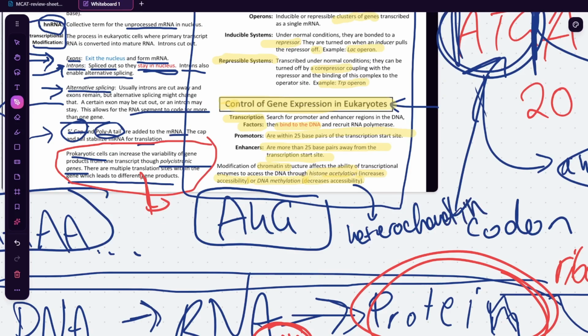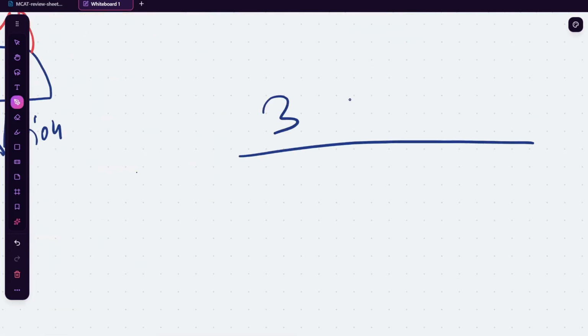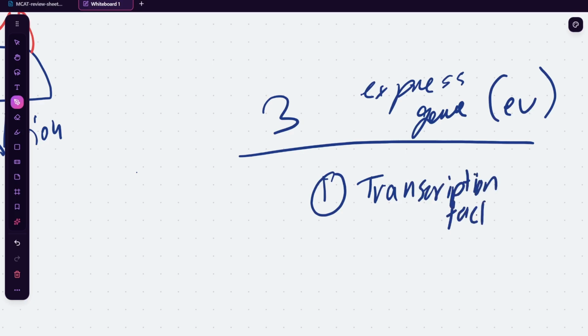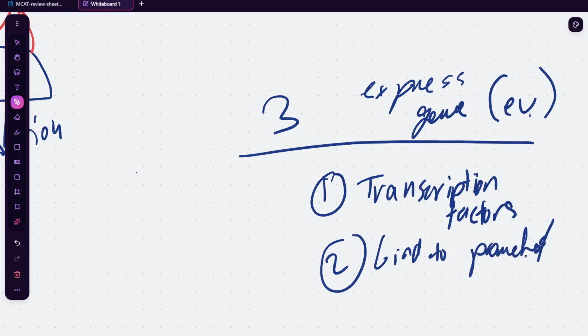And so the complete picture is that for a eukaryotic gene to be expressed, there are three things that need to happen. Three things to express a gene in the eukaryote. The first thing is that the transcription factors must be present. They have to be there. The second thing is that these factors need to bind to promoters and enhancers.